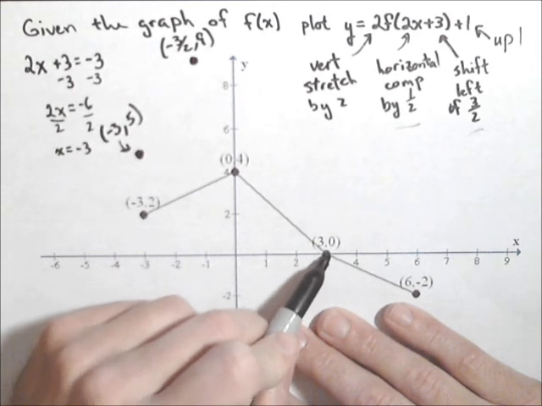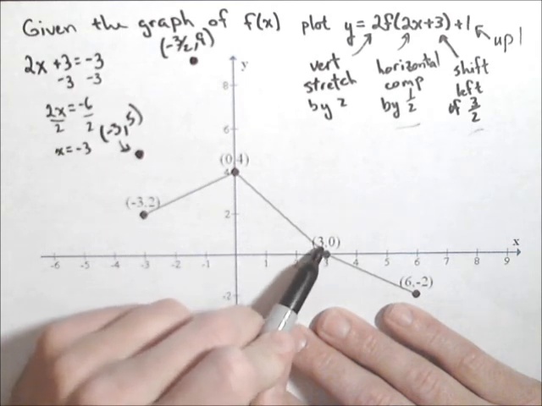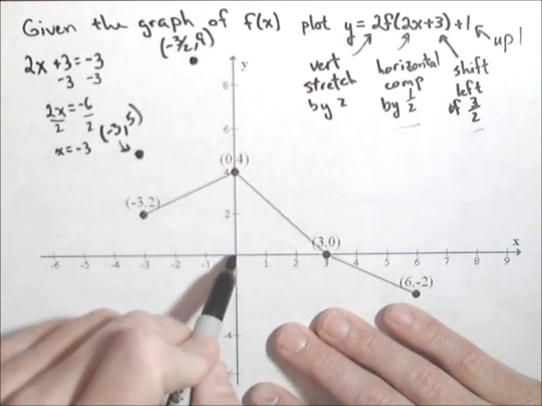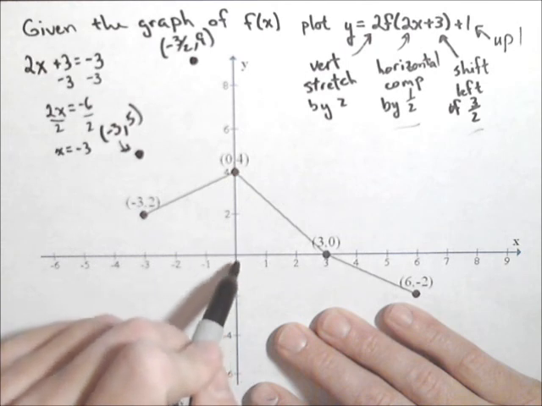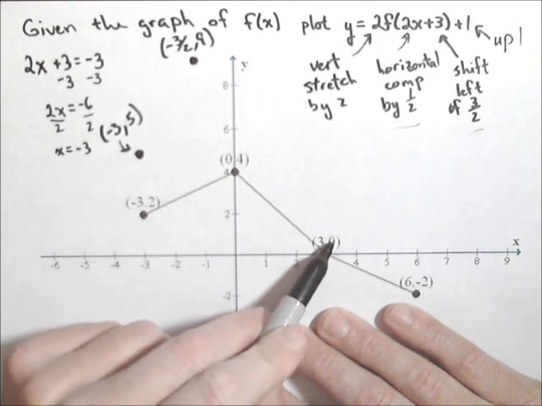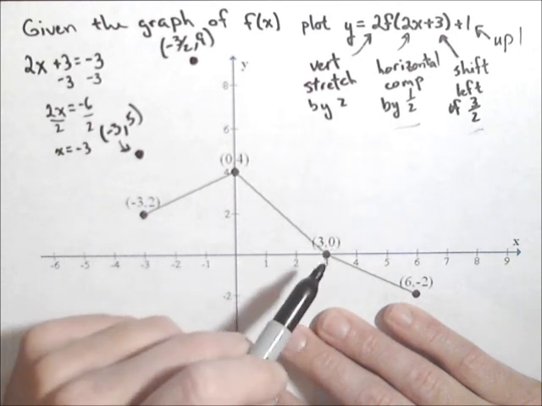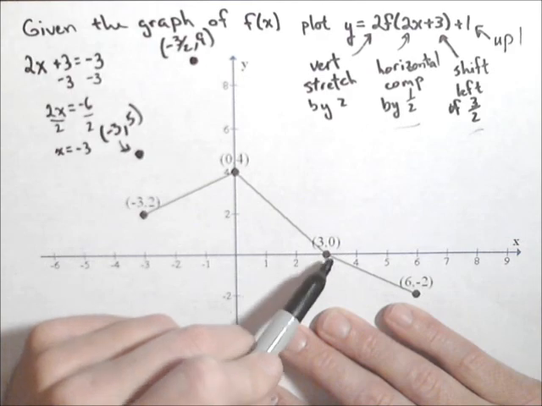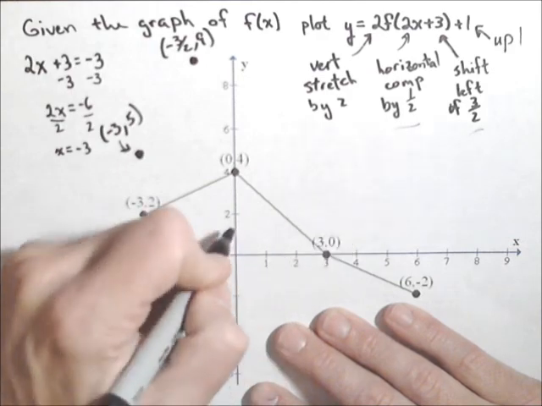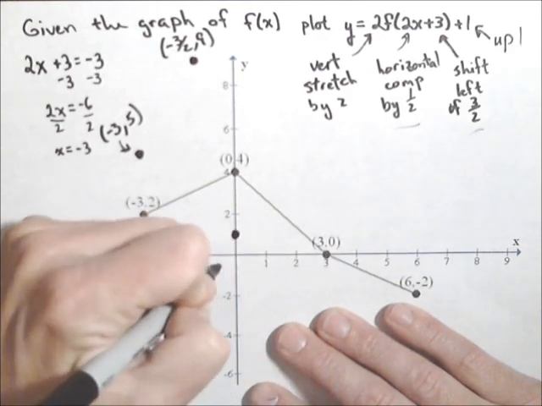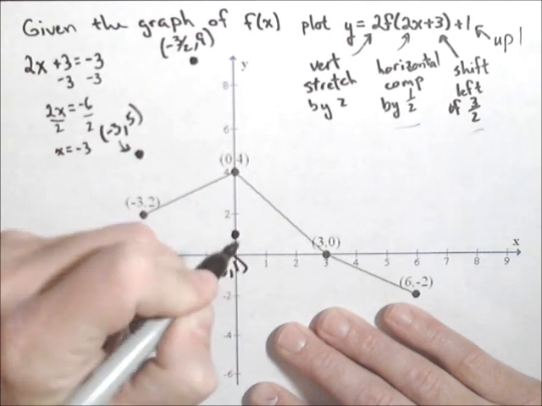Next point, we go to 3, 0. And what we do to the x, subtract 3, cut it in half. So subtracting 3 makes it 0, cutting it in half is going to keep it at 0. So it's a nice easy x value, this point is getting moved to the y-axis. The y value, if we double 0, is still 0, because a stretch basically looks like it's pulling things away from the x-axis. And then adding up 1, this just becomes the point 0, 1.